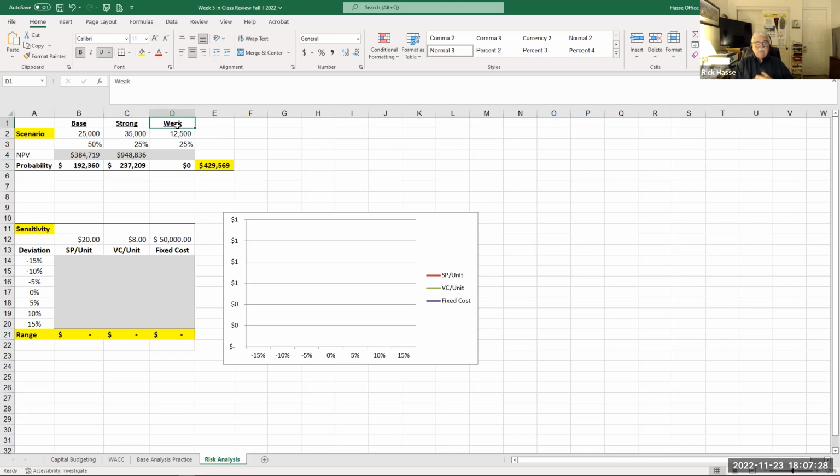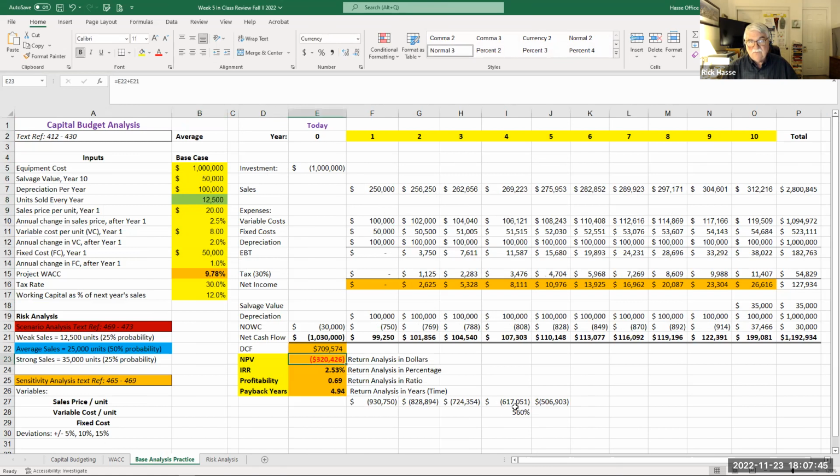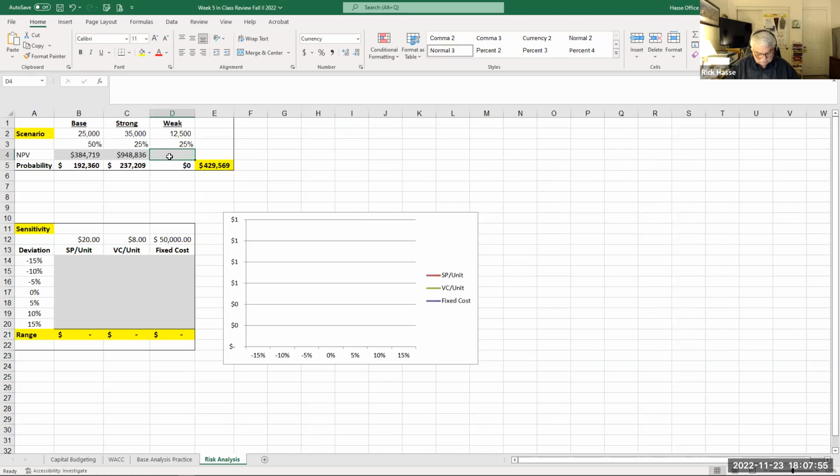What happens if we're hit by a recession? What happens if we're hit by another pandemic and we can only sell 12,500 units of product? So let's change this to 12,500. And notice all my numbers change. And look at 12,500 units, I'm losing, a negative net present value of $320,426. So we put that here, minus $320,426, and it weights that by 25%.